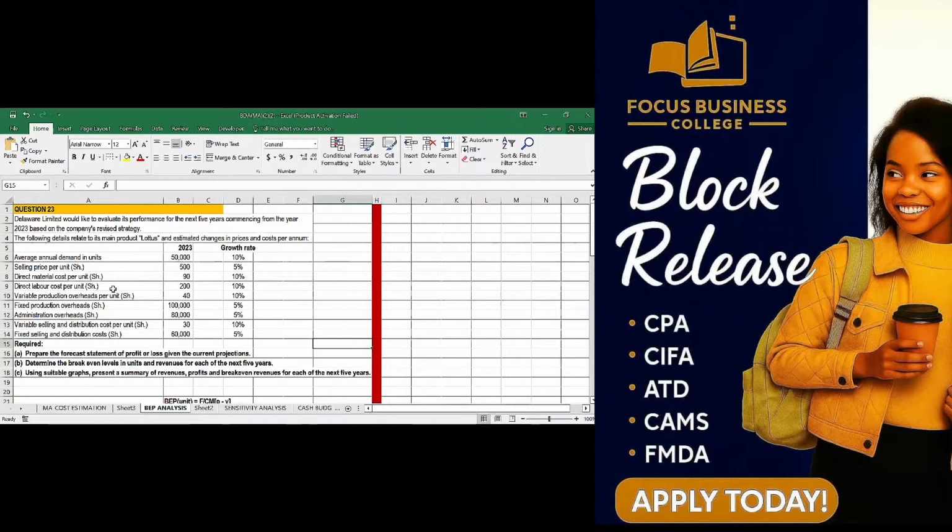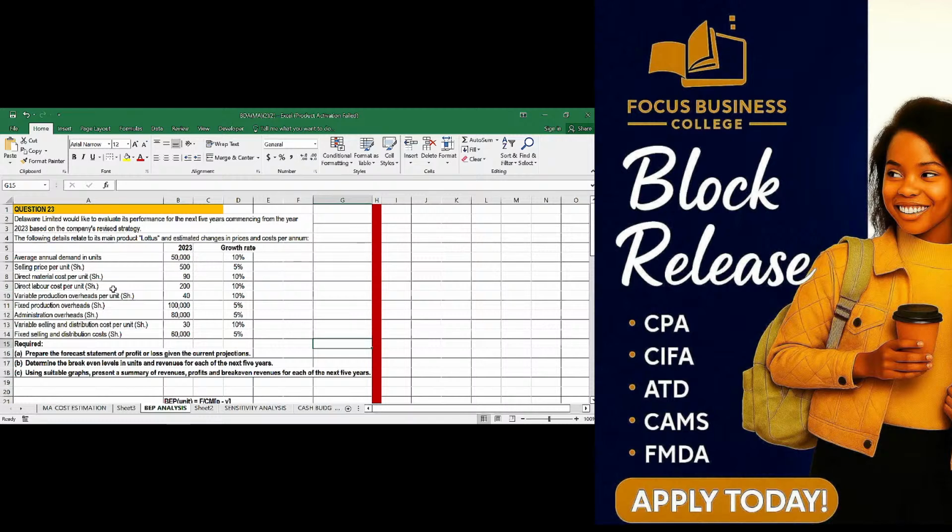Units in 2023, 50,000, and then you're given the growth rate. Then we have the selling price per unit, 500, growth rate 5%; direct material cost, 90 shillings per unit, growth rate 10%. Then we have the direct labor cost, which is 200, and the growth rate is 10%. Variable production overheads per unit, 40, growth rate 10%. Fixed production overheads, 100,000, growth rate 5%.